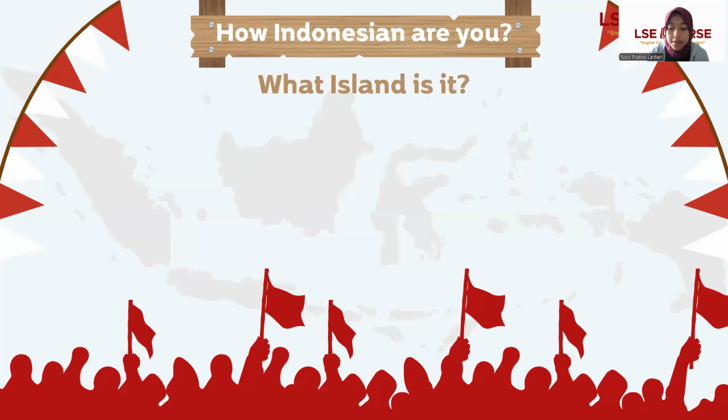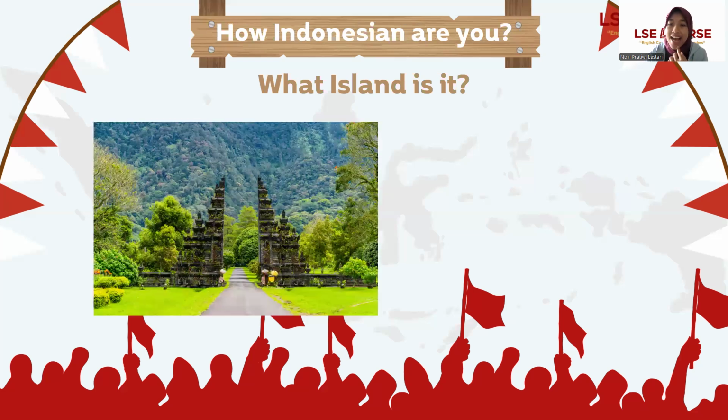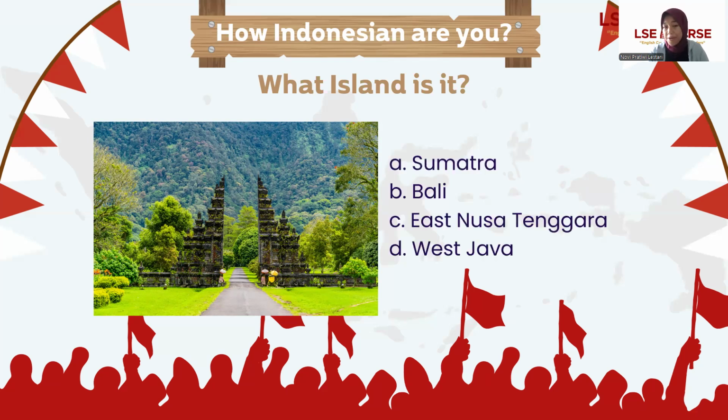Okay, all right. So the next one, I have questions and also I have quizzes for you. Look at this place. And my question is, what island is it? Okay, I have options, everyone. So A is Sumatra Island, B is Bali, and then C is East Nusa Tenggara, and D is West Java. What island is it? If you are Indonesian, so let's test how Indonesian you are, okay? A, B, C, or D. So the answer is, yep, correct. It is Bali.